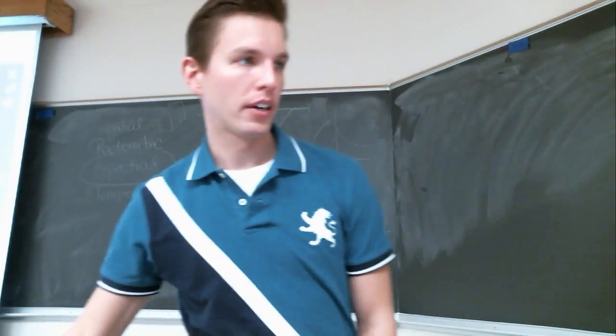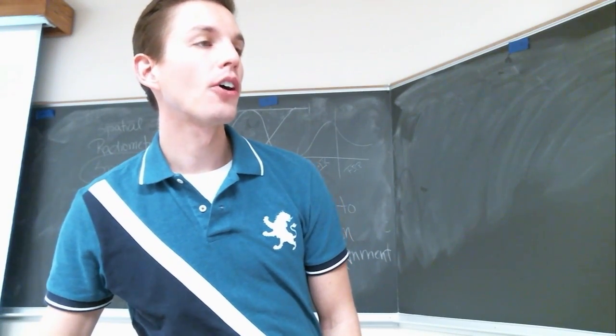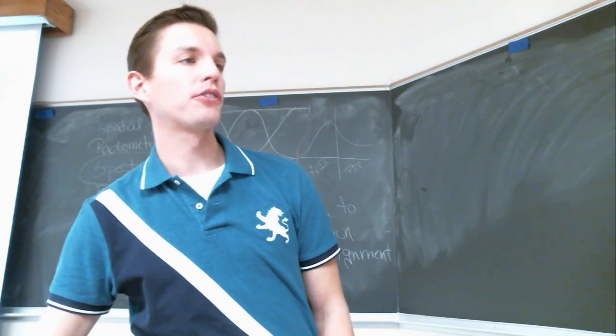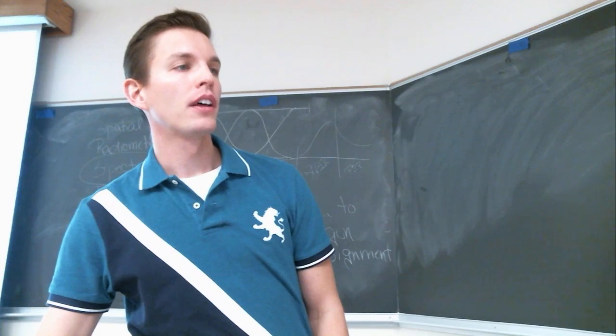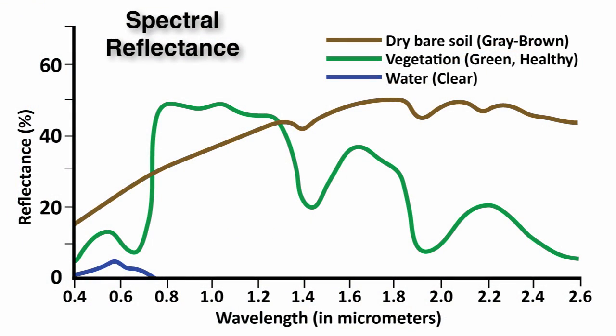Want to go over here, and this follows directly on the question that we just had. When you're doing remote sensing, you tend to look at a lot of things that look like this. This is spectral reflectance for 3 different things here: dry, bare soil, green vegetation, and clear water.